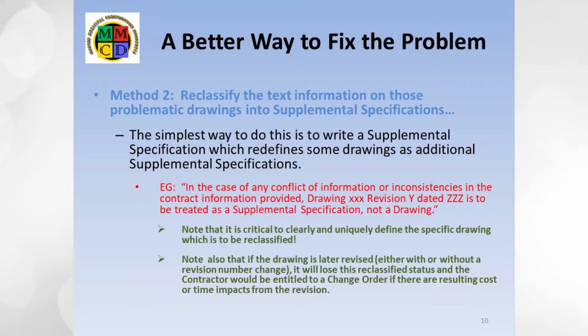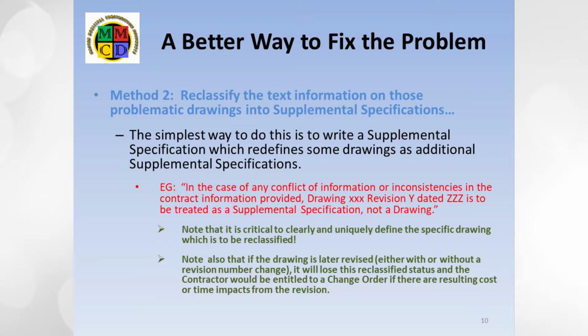A better way to fix this problem is to reclassify certain drawings as specifications. To avoid the incorporation by reference problem I just discussed, this reclassification needs to be done via a supplementary specification, not a note on one or more drawings. A simple supplementary specification to do this might read as follows: "In the case of any conflict of information or inconsistencies in the contract information provided, drawing XXX revision Y dated ZZZ is to be treated as a supplemental specification, not a drawing."